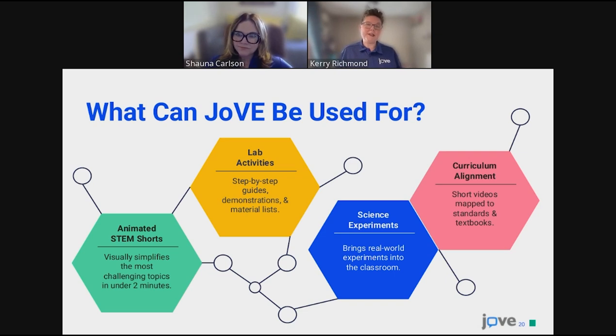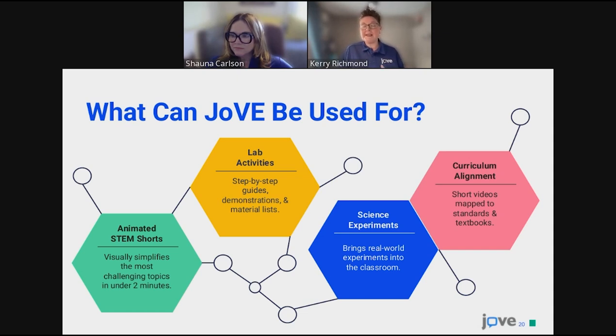Then we have lab activities, and these are actual hands-on lab activities that you can do in your classroom with your students. You've got step-by-step guides, demonstrations, and a materials list. There's even video of students performing the lab, so you could assign that out as a pre-lab. You could assign it during the lab for those students that might be struggling and need a little extra help, and maybe you're busy helping another group of students. So that Joe video could help you in that sense as well.